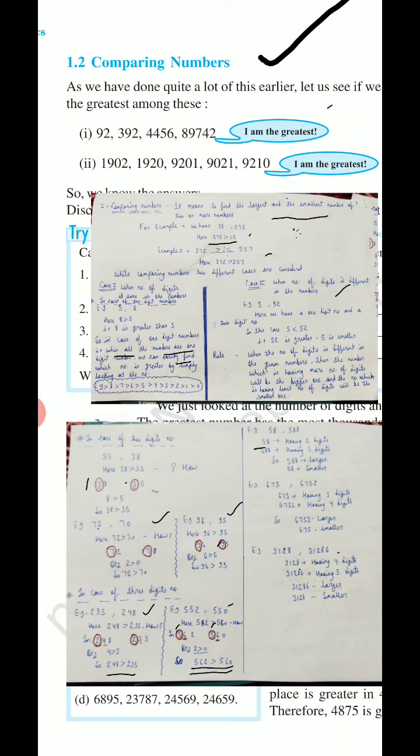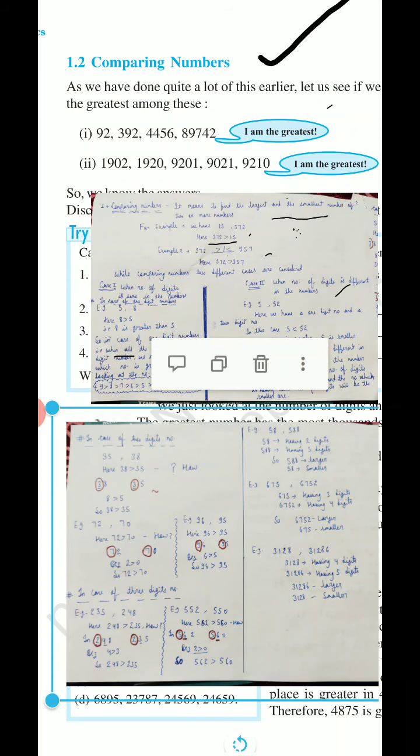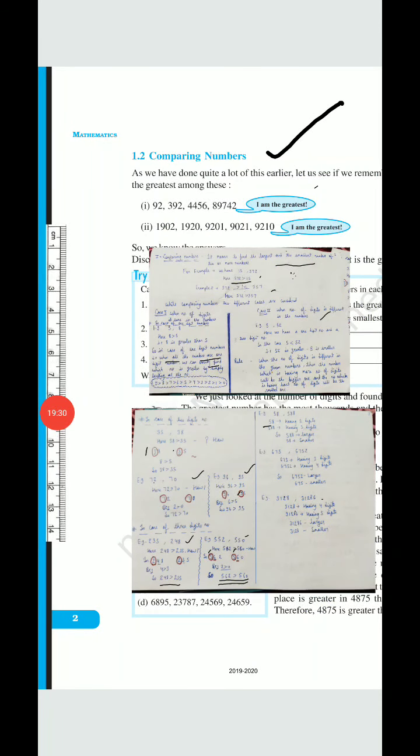If we find that the second digit is the same in both numbers, then we jump to the next digit. And if the next digit is also the same, then we jump to the next one. So we keep doing this until we find a different digit. Where we find the different digit, we see in which number that digit is bigger, and that will be the larger number. So this was the case when the number of digits is the same in the given numbers.